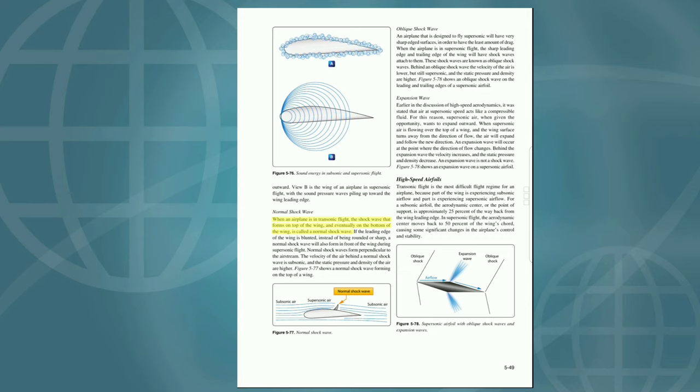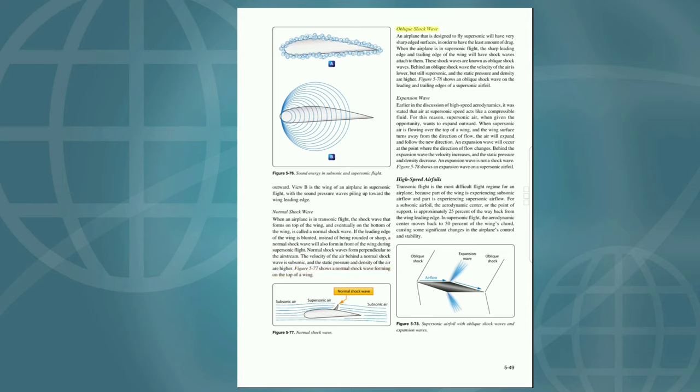When an airplane is in transonic flight, the shock wave that forms on top of the wing, and eventually on the bottom of the wing, is called a normal shock wave. If the leading edge of the wing is blunted, instead of being rounded or sharp, a normal shock wave will also form in front of the wing during supersonic flight. Normal shock waves form perpendicular to the airstream. The velocity of the air behind a normal shock wave is subsonic, and the static pressure and density of the air are higher. Figure 5-77 shows a normal shock wave forming on the top of a wing.